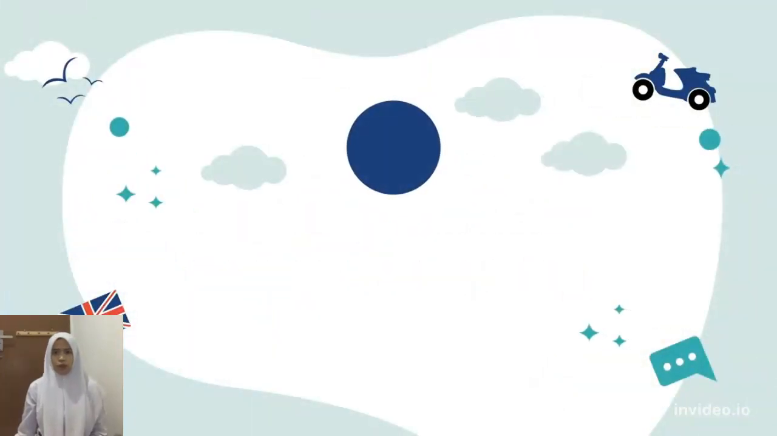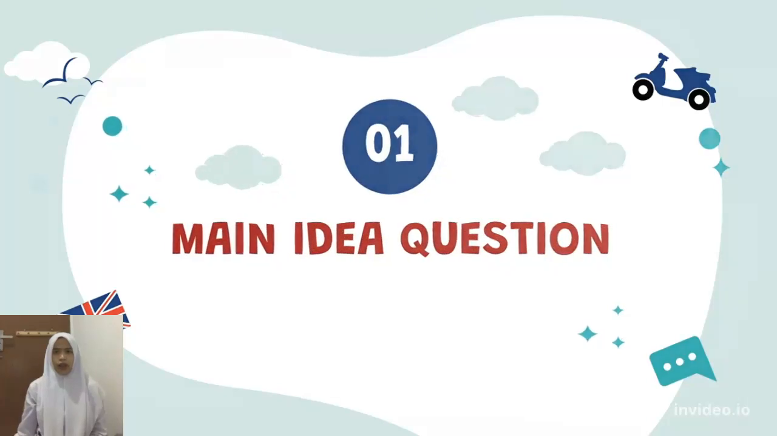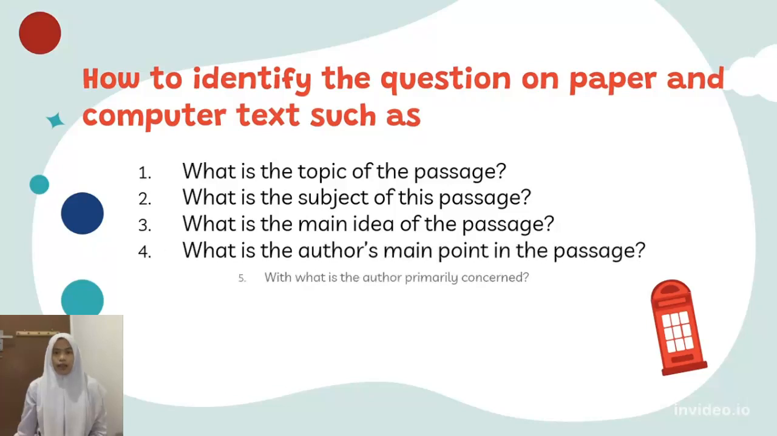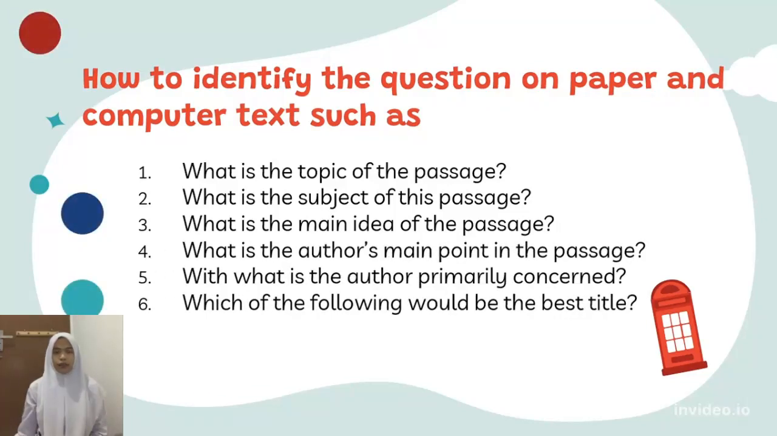As you can see on the screen, skill 1: main idea question. We need to answer the main idea question correctly because almost every part of the reading of the paper TOEFL tests and the computer TOEFL tests will have it, as multiple choice. The question can be said in various ways, for example, it can refer to identifying the topic or main idea.